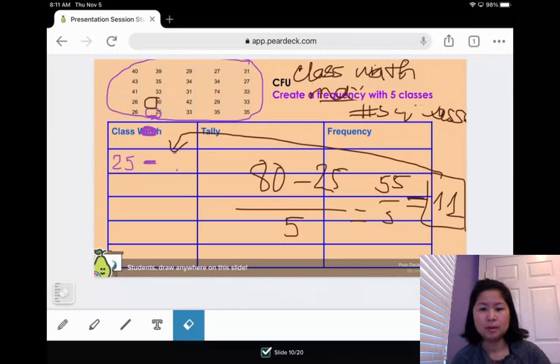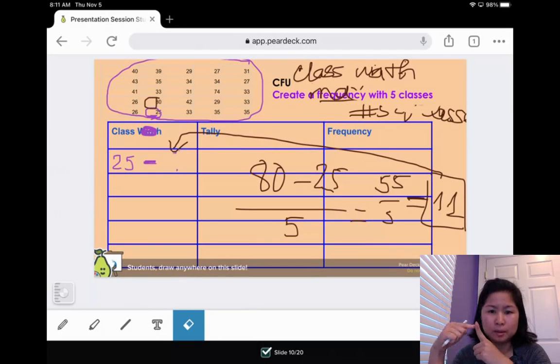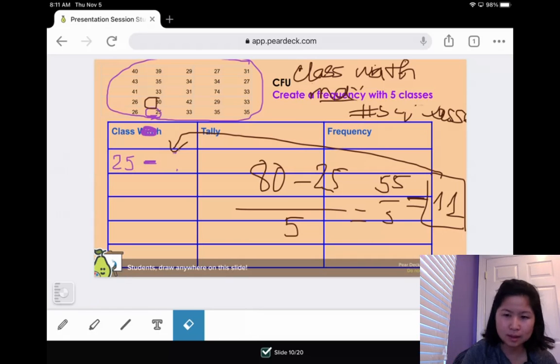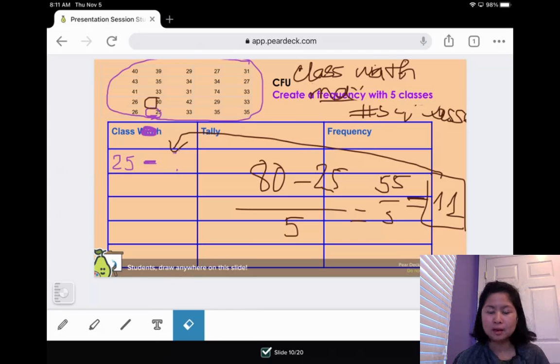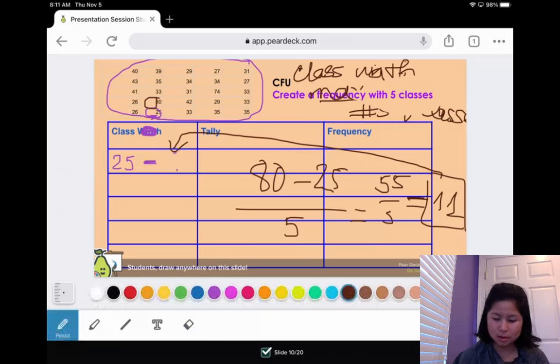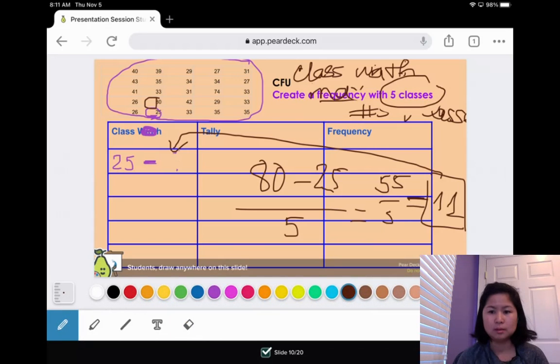I start with my lower limit, my lowest value, which is 25, the lowest in this entire set. Then I find my class width. I take my highest value, subtract my smallest value, and divide by how many groups I want, which is given to me up here, and I got 11. How are we doing?